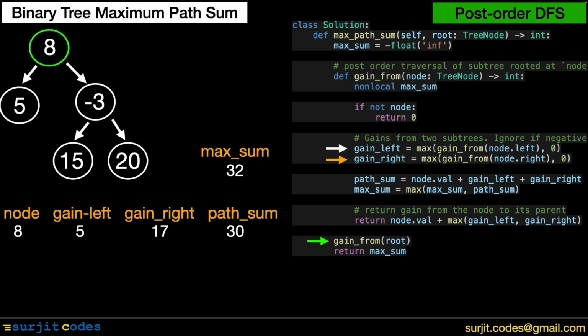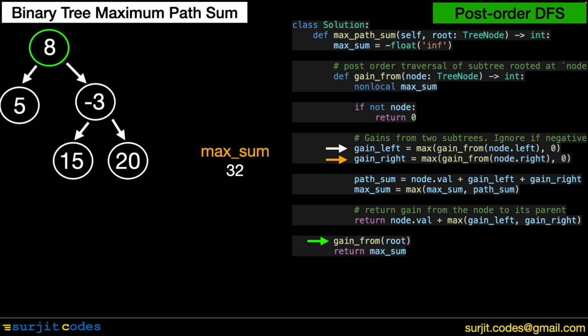Pathsum for this comes out to be 30. This value is less than maximum, so it is not saved there. Return value of this call brings us back to the green statement. We come out of recursion and the call stack is cleared. Maxsum is defined outside of the recursive function, so its value stays. This value is returned as the final result.